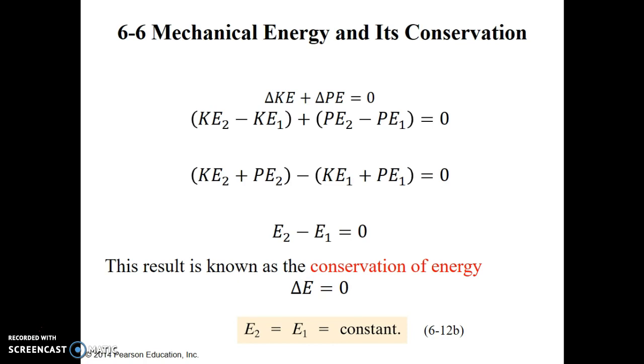This result is known as the conservation of energy, one of the most important equations in basic physics. Basically what it means is that the total energy at point 1 has to equal the total energy at any other point in the whole process when there are no non-conservative forces.